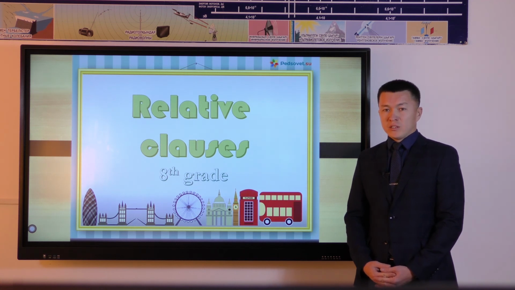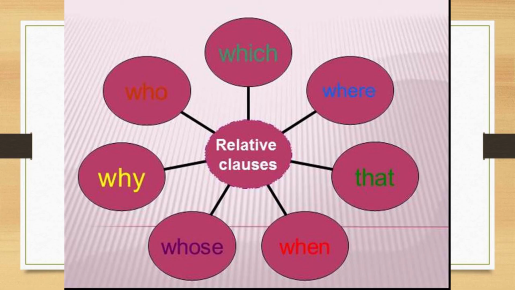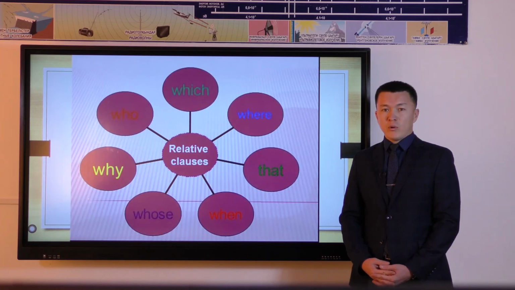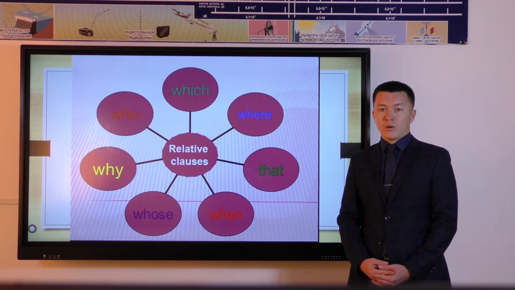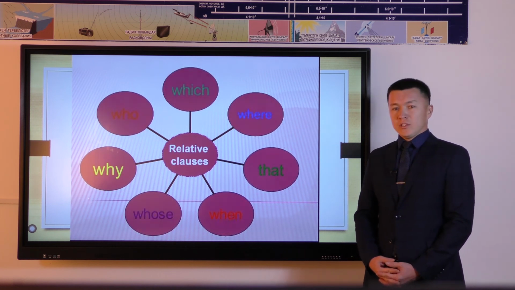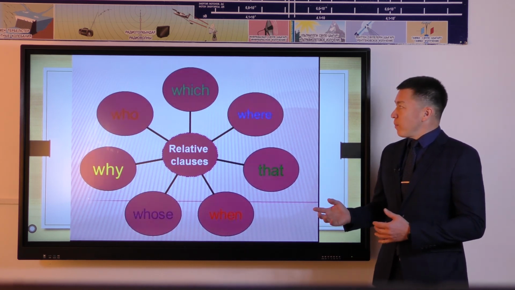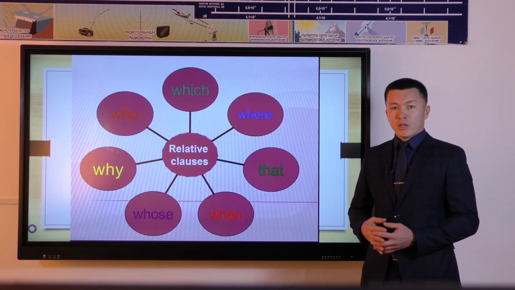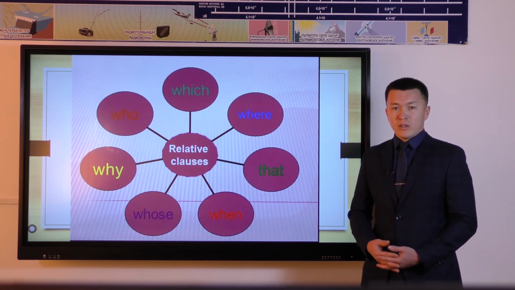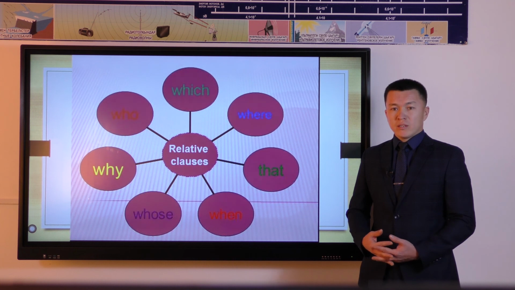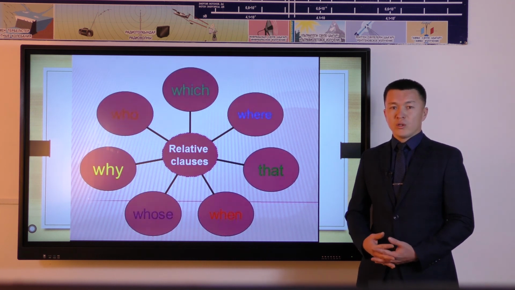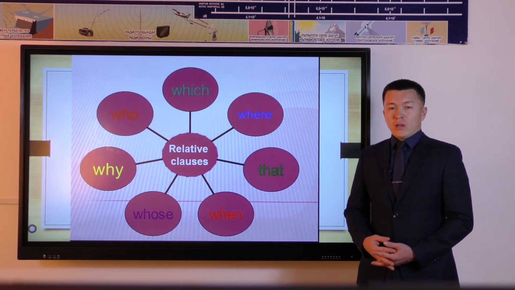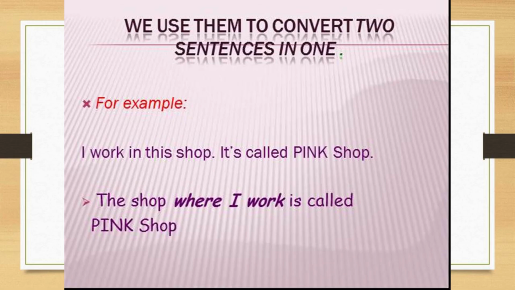So let's start. Relative clauses are clauses starting with relative pronouns. They are most often used to define or identify the nouns that precede them. They can be WH questions words, but also relative pronouns like which, where, that, when, whose, why, and who. And for each of them, we will stop individually.